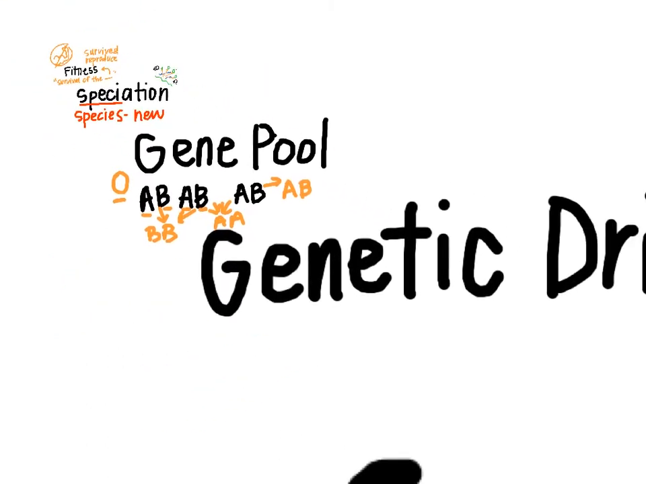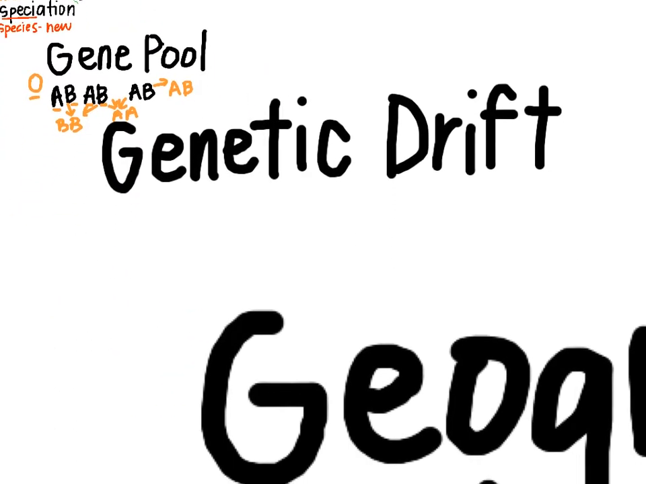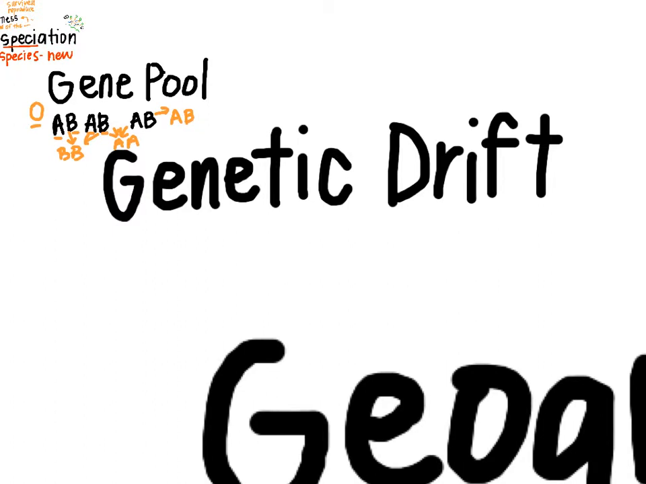The next word we're going to look at is genetic drift, and genetic drift is probably best explained by an analogy. So let's say that you have 5 paint cans that have red paint in them, and you have 5 paint cans that have white paint in them.